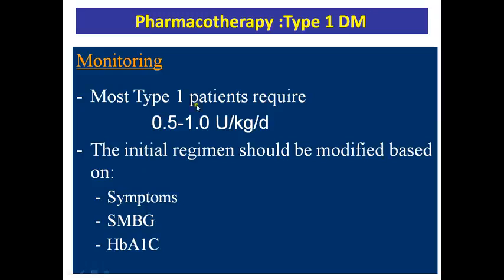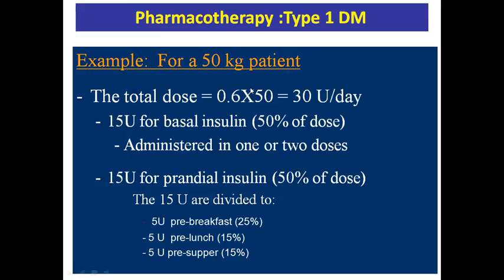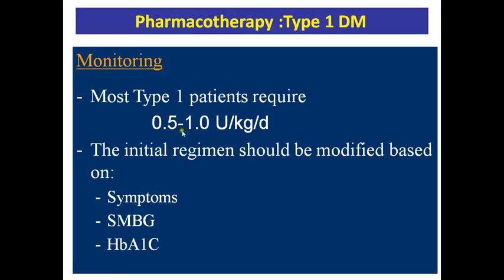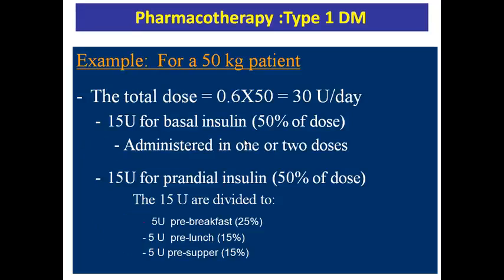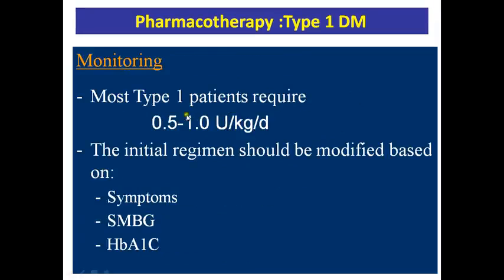So how for type 1 monitoring, a type 1 patient requires 0.5 to 1 unit per kg per day. So most type 1 patients will require this much insulin. So you calculated it by 0.6, so you might need to bring it down to 0.5 unit per kg per day.